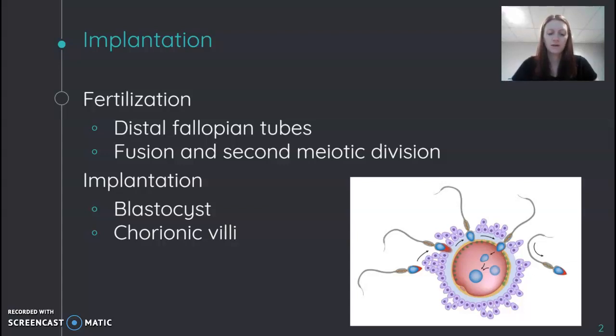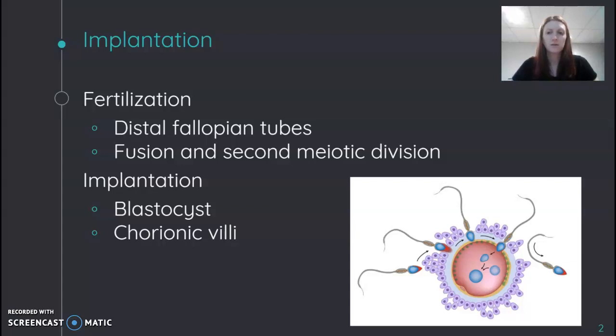The zygote will then begin mitosis while traveling to the uterus. This travel time takes 4 to 5 days, but by the time the embryo reaches the uterus, it is a hollow ball of about 100 cells known as a blastocyst. The blastocyst will secrete enzymes which enable it to invade the endometrium, and as it does so, endometrial cells will surround and engulf the blastocyst.